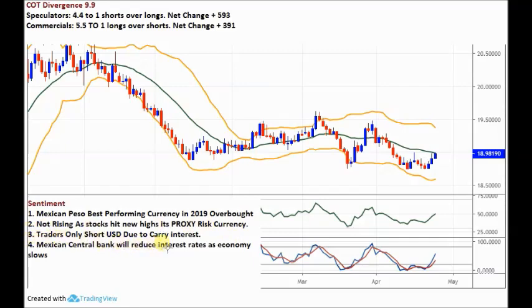Point number 3, traders are only short the USD due to carry interest. It's nothing to do with the fundamentals of Mexico. The Mexican central bank will be reducing interest rates as the economy slows. That's bearish for the peso, okay? So you've got basically too many speculators short. The bullish fundamentals for the peso have peaked.